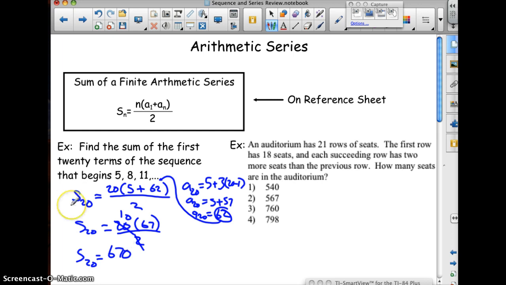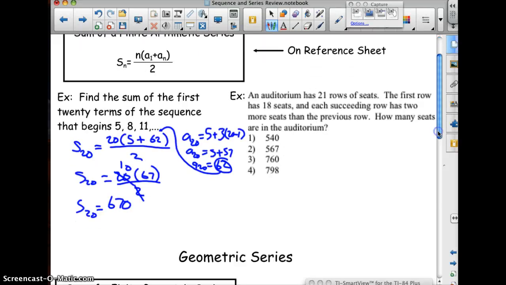Now here's one that's kind of disguised. It's an arithmetic series, but it doesn't come right out and say it. An auditorium has 21 rows of seats. The first row has 18. Each succeeding row has 2 more seats. So A1 is 18. All right. Each succeeding row has 2 more seats, so the D, the common difference, is 2.